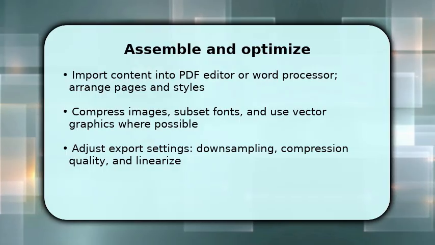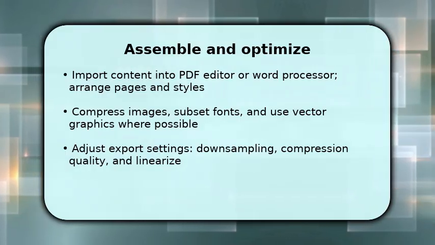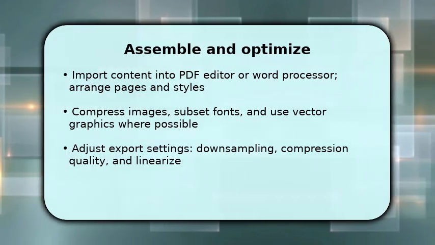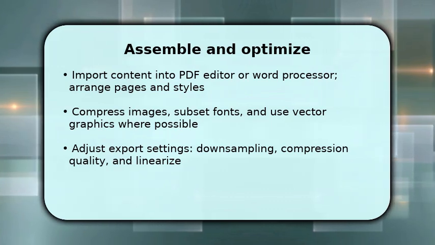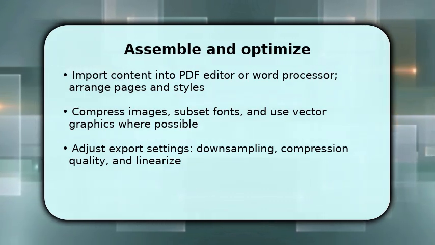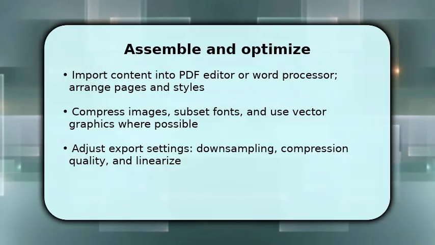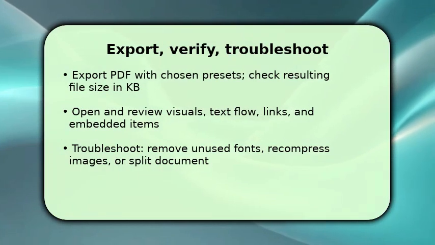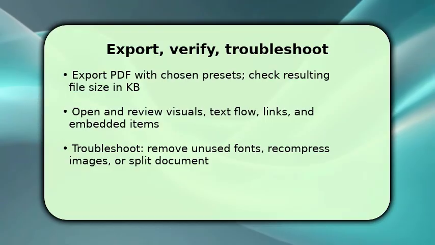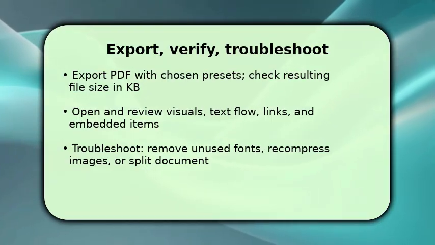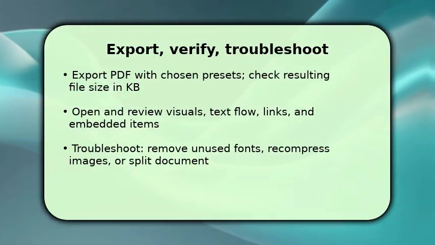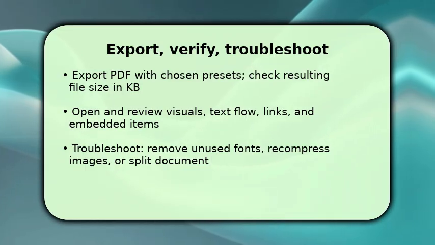When exporting, tweak downsampling and quality settings, and enable linearize or optimize for web to reduce overhead. These steps shave KB. Export the PDF using your optimized settings, and immediately check the file size in KB against your target. You should open the file and verify visuals, text flow, interactive elements, and attachments to confirm fidelity.